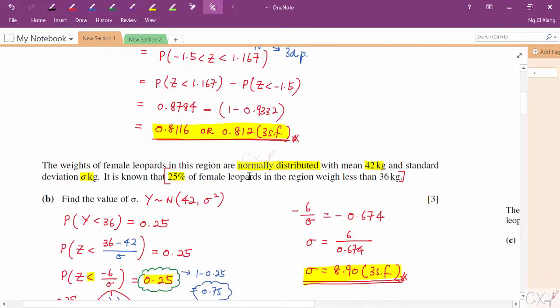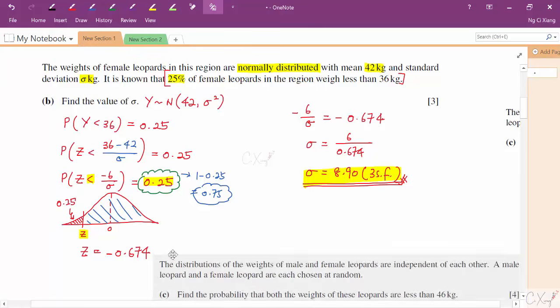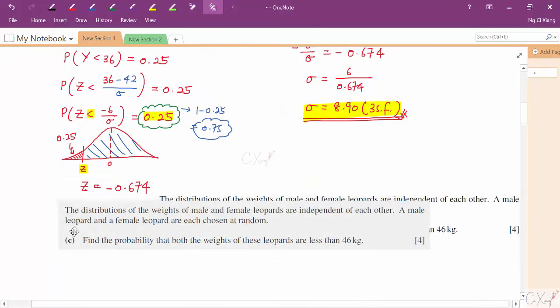Alright, so this is what we have for question number 4, part B, and our answer should be 8.9 for the sigma. Okay, so we'll proceed to part number C.